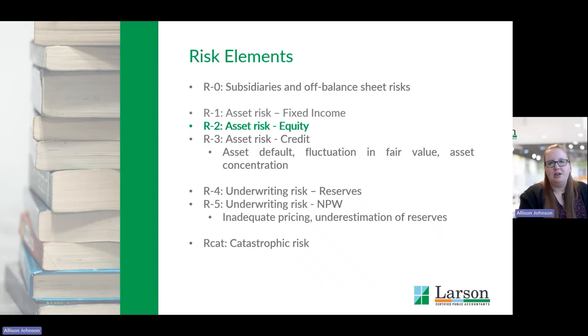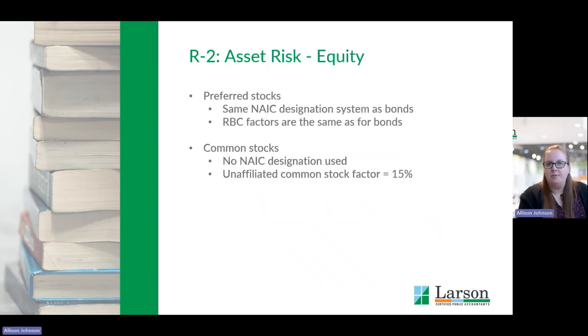So the next asset risk we're going to look at is equity. So we'll start with this one in preferred stocks and common stocks. So preferred stocks are going to behave very similar to the bonds. They should have an NAIC designation and they'll fall into that same RBC factor as the bonds did based on their NAIC designation. Common stocks don't have an NAIC designation, so this is just a flat factor of 15% that you'll apply to your equities.